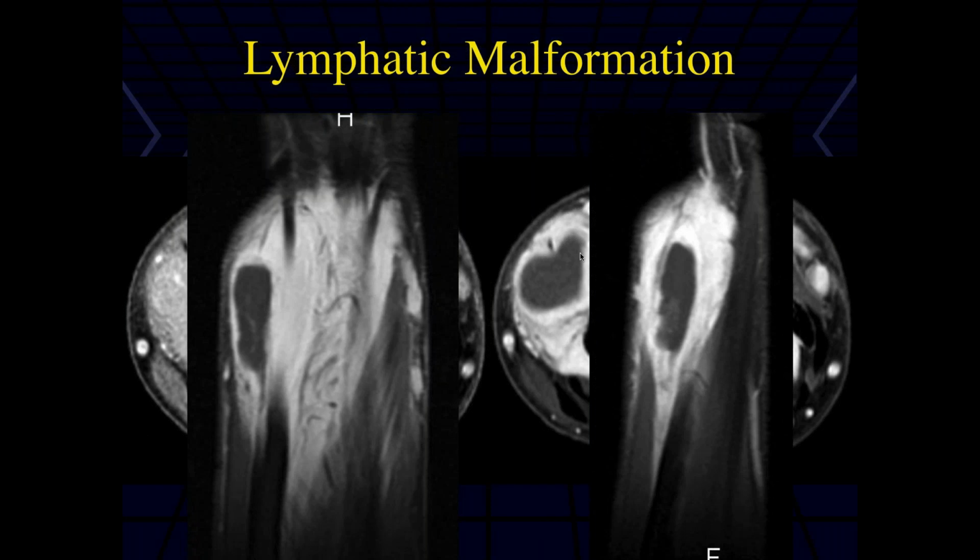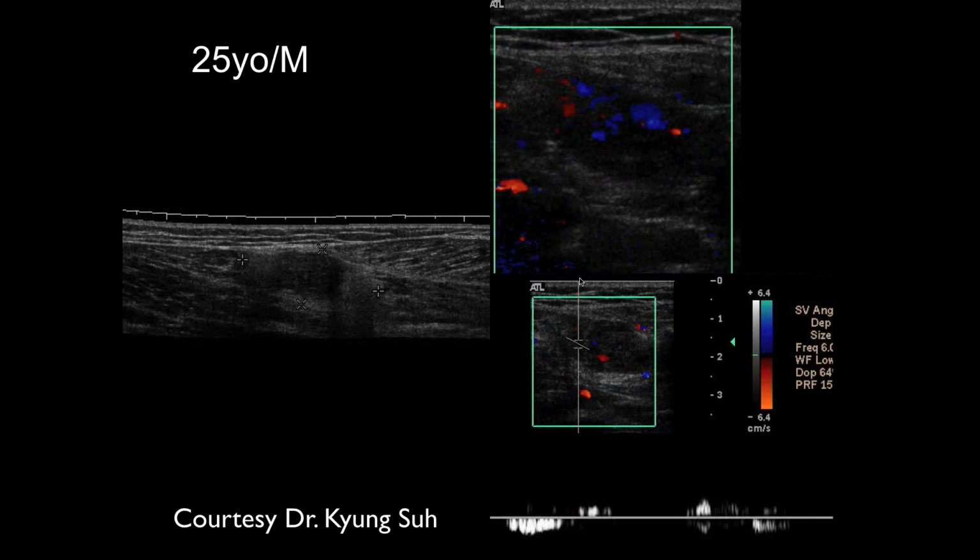And again, you're seeing those big lakes in it, which are very characteristic, which you don't really see very much on the venous side. You get smaller ones, but not the big ones like this. Typical lymphatic.